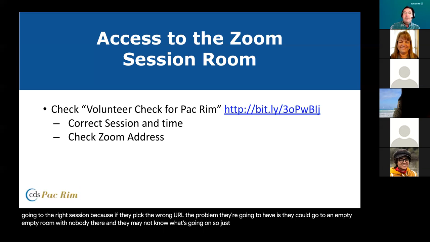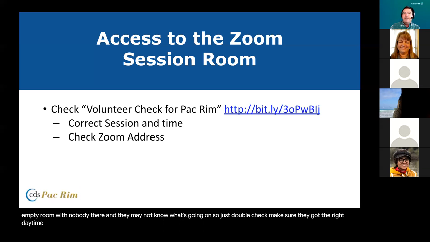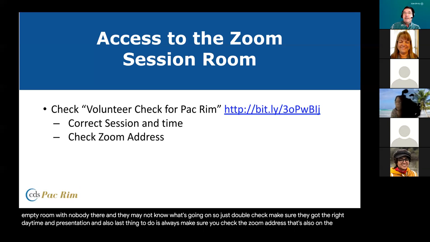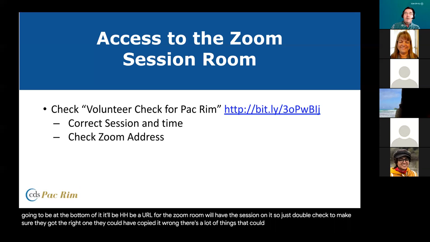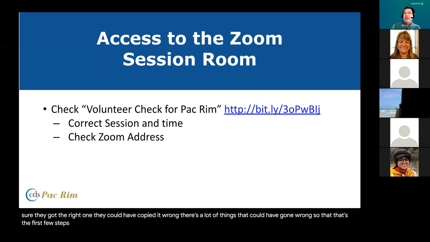So just double check, make sure they got the right day, time, and presentation, and also the right URL. The last thing to do is always make sure you check the Zoom address. That's also on the box. It's going to be at the bottom of it. It'll be a URL for the Zoom room. It'll have the session on it. So just double check to make sure they got the right one. They could have copied it wrong. There's a lot of things that could have gone wrong. So that's the first few steps that I would expect you to try and take.